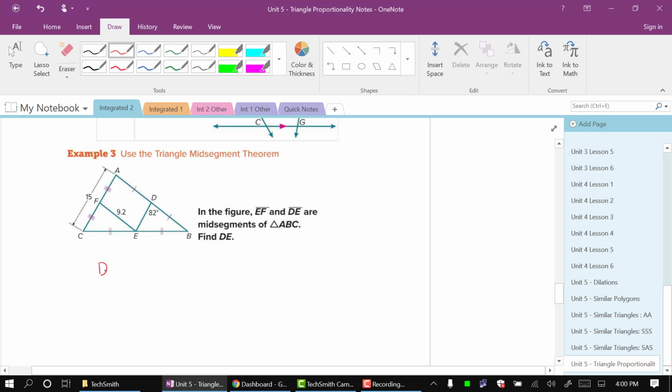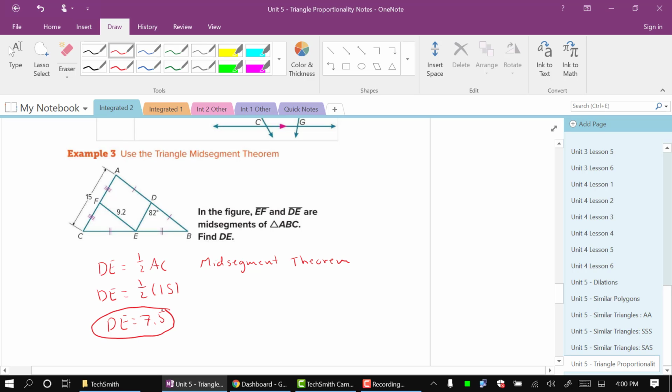So DE, by the formula, DE equals 1/2 AC. Well, we kind of already figured it out, but we're going to show the work. Again, this is the midsegment theorem. So this is going to be DE equals 1/2 times 15. So DE equals 7.5.